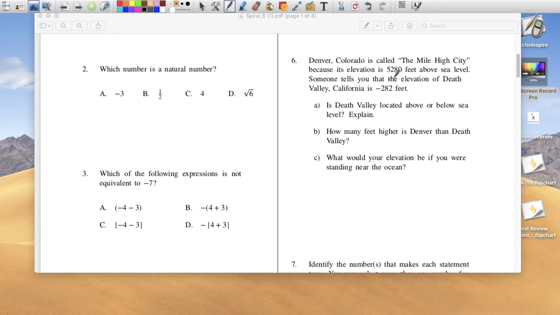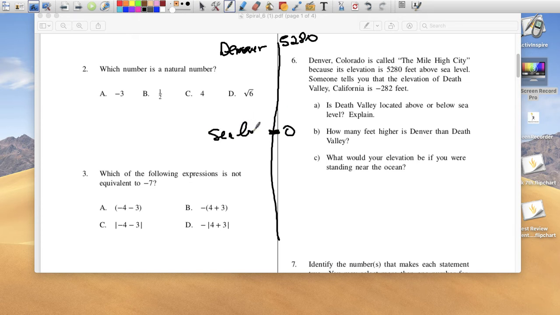Denver, Colorado is called the Mile High City because its elevation is 5,280 feet above sea level. Someone tells you that the elevation of Death Valley, California is -282. So let's put Denver, Colorado way up here, on this line over here. And this is 5,280 feet. So let's make this 0 because it's sea level. And Death Valley is over here, -282. Obviously, this is not to scale.